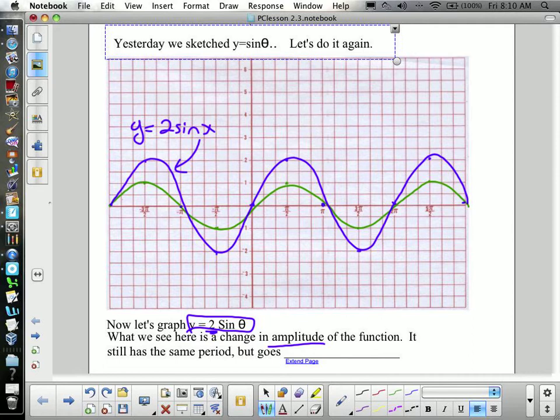And so that's one thing we can very easily manipulate with a sine or a cosine function, with a wave. How tall is it?